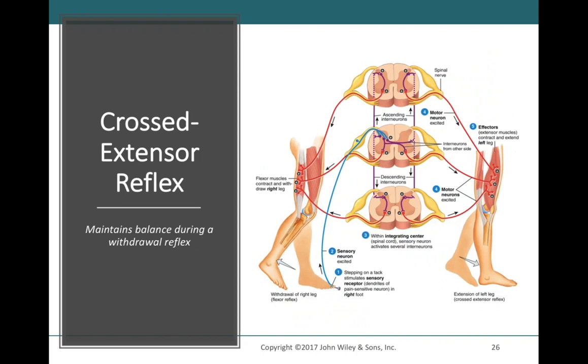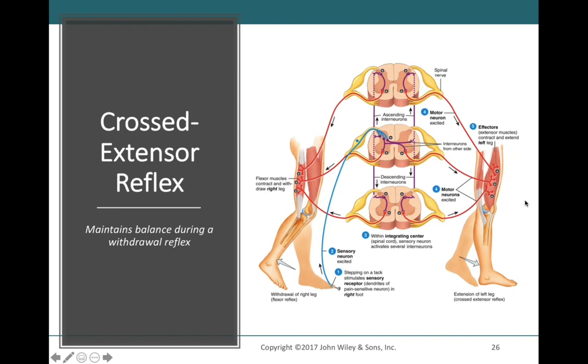Now on this slide, we're going to introduce the crossed extensor reflex. Now, I know that this picture looks very involved, but I want you to be aware that the left side of the picture is the flexor withdrawal reflex. We've already actually learned the entire left side of this picture on the previous slide. So we're just adding these other nerve tracts that take themselves over to the other side of the spinal cord as well. And this is showing us the crossed extensor reflex.